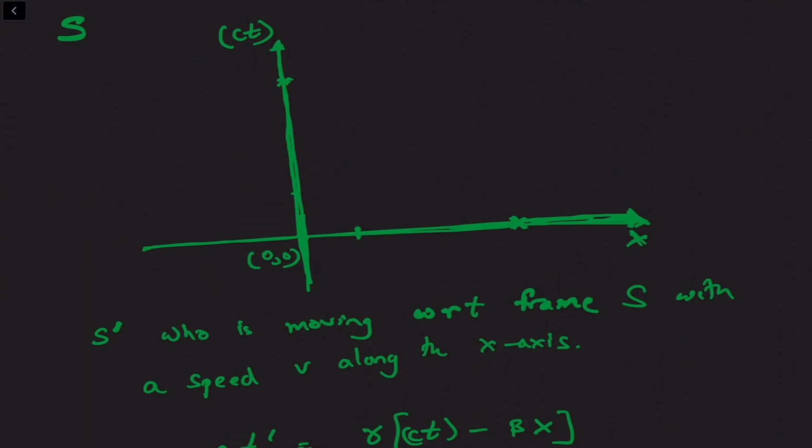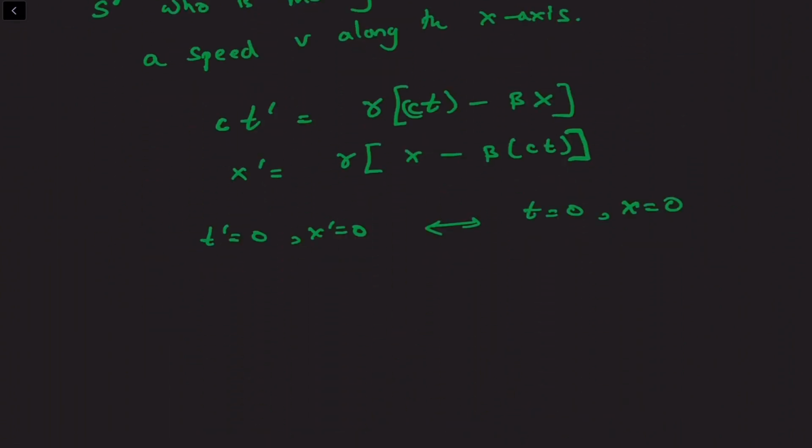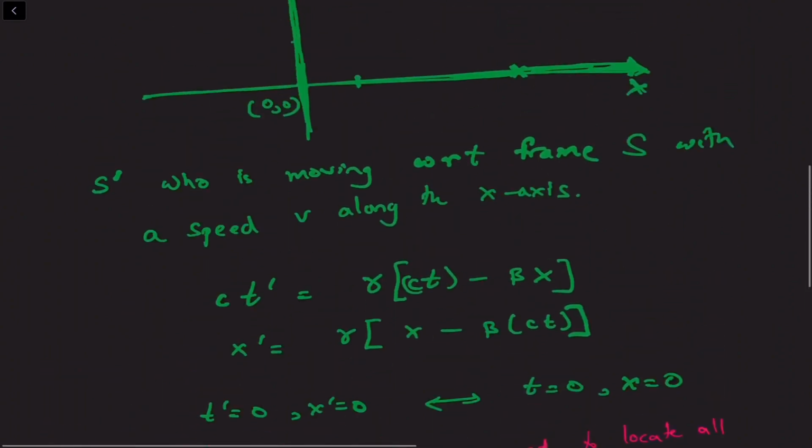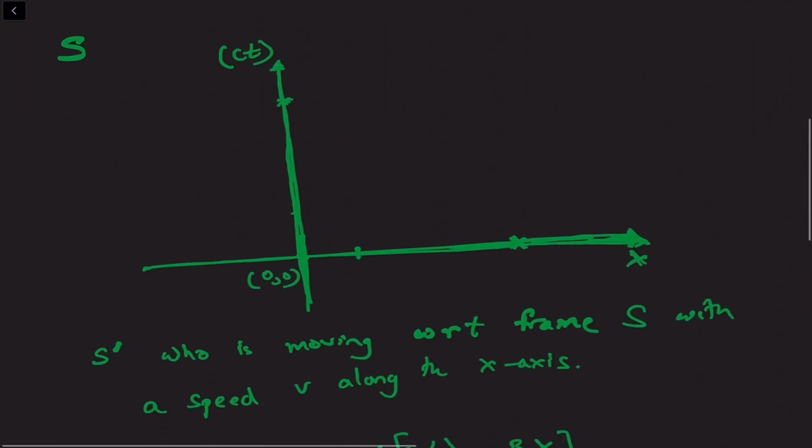So to find, let's say, the x prime axis, let me write this down. To find the x prime axis, we just need to locate all points, all spacetime points with t prime is 0. Just as for frame S, if we take all the points with t is equal to 0, we would get the full x-axis.